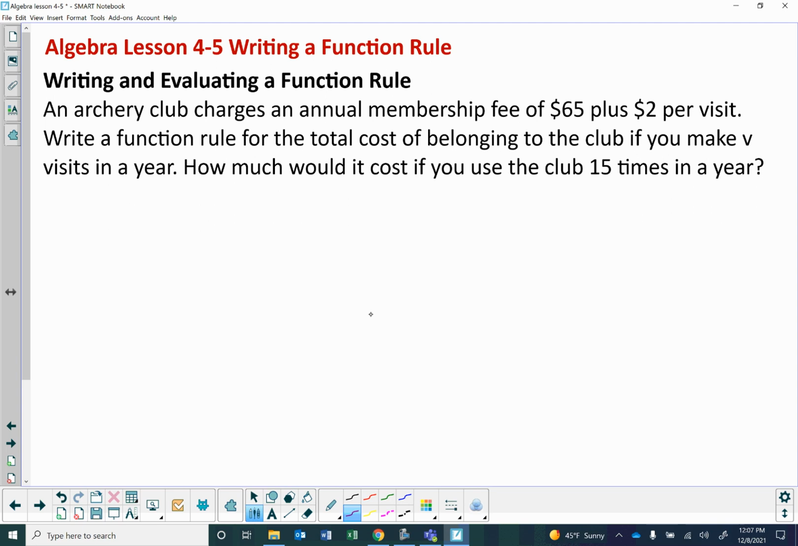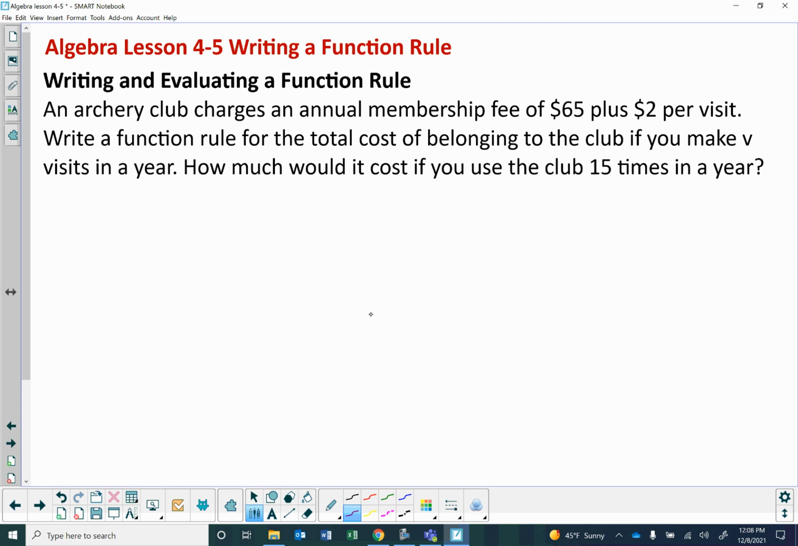Writing and evaluating a function rule. Well, last time we just wrote the rule. Now we're going to write it so that we can actually evaluate it. So an archery club charges an annual membership fee of $65 plus $2 every time you visit. Write a function rule for the total cost of belonging to the club if you make V visits in a year, and then use that function rule to figure out how much it would cost you if you use the club 15 times in a year.